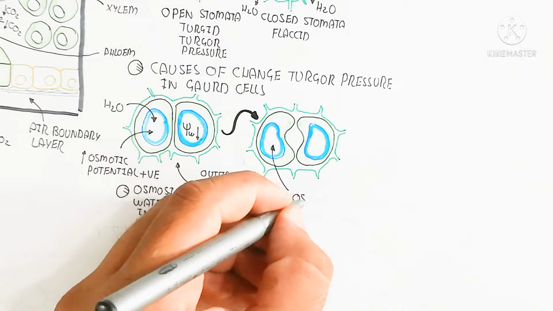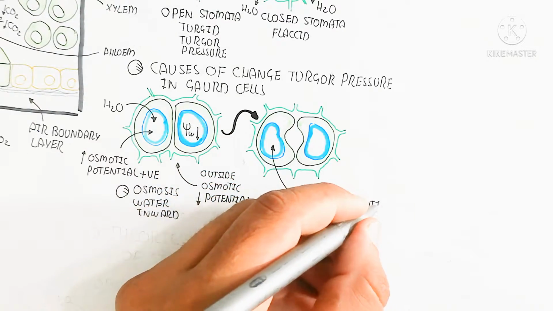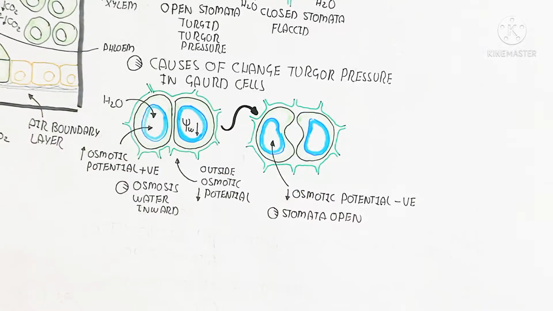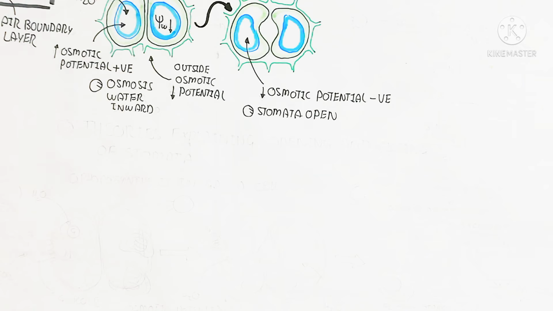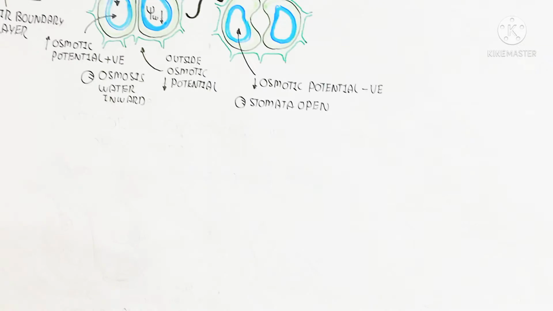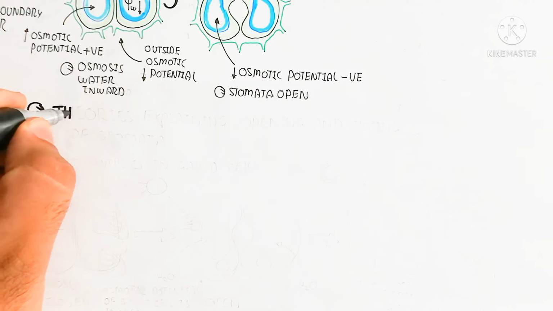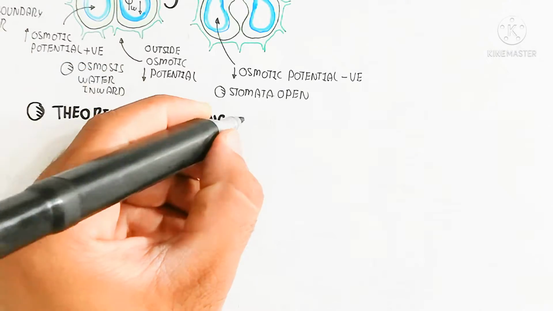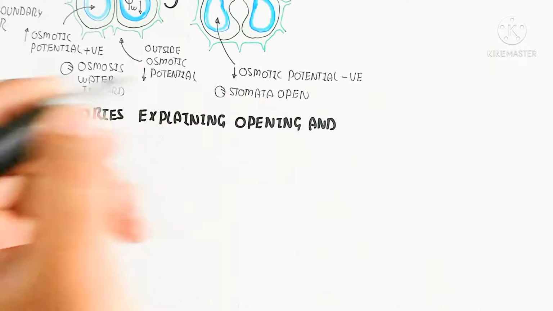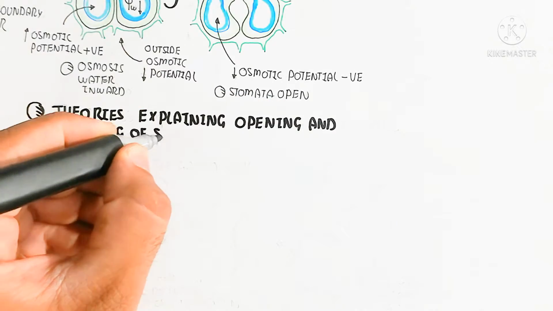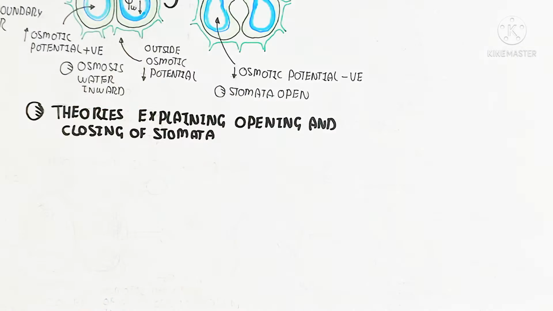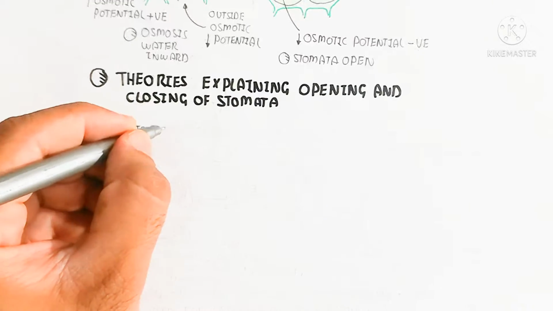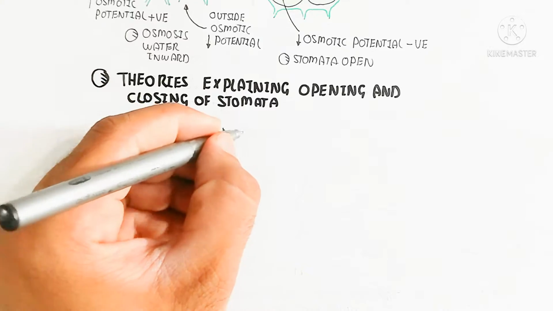In this way, the osmotic potential will be negative inside, so the stomata will be open. This is the cause of change in turgor pressure in the guard cell, because the turgidity increases and leads to opening of the stomata. So let's begin to understand the theories explaining opening and closing of stomata. The first theory is photosynthesis in guard cells. That is a possibility.